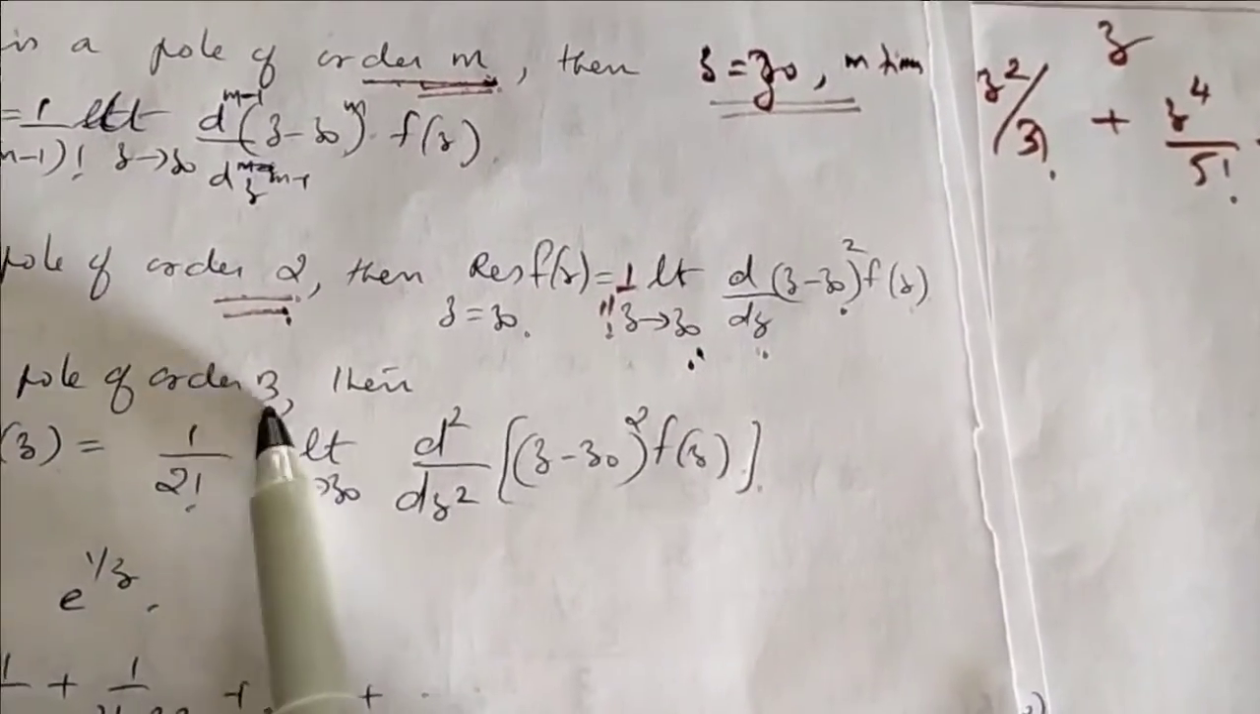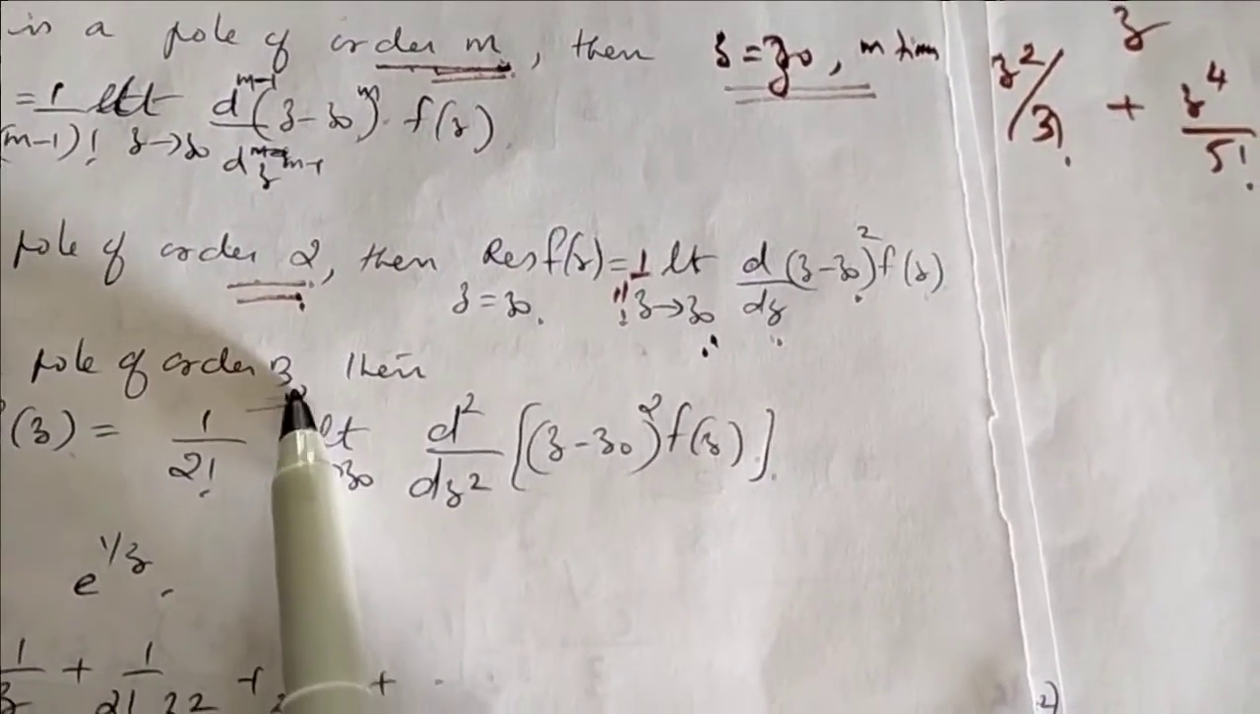1 by order 3, subtracting 1 from 3, 3 minus 1, it is 2.